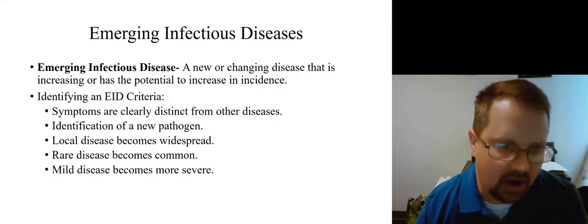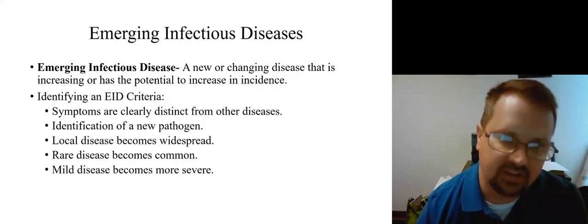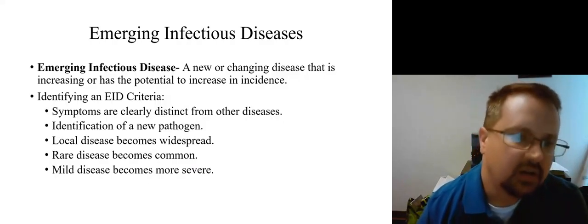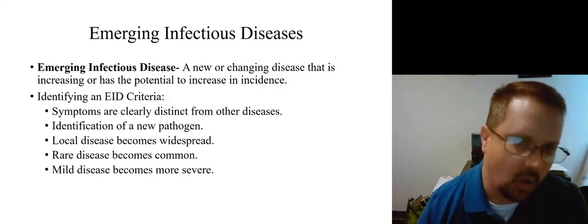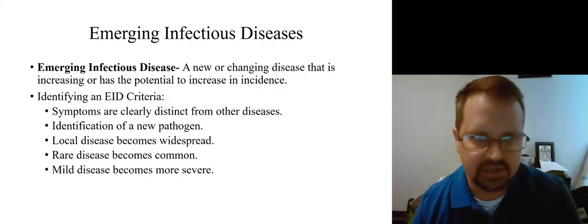So there's EID criteria that identify them. They have clearly distinct symptoms. It's a new pathogen. It's a local disease, but it's become widespread. A rare disease is more common, or a mild disease becomes more severe. That's kind of what happened with COVID, an emerging infectious disease.